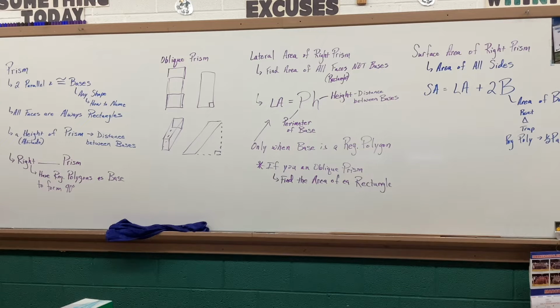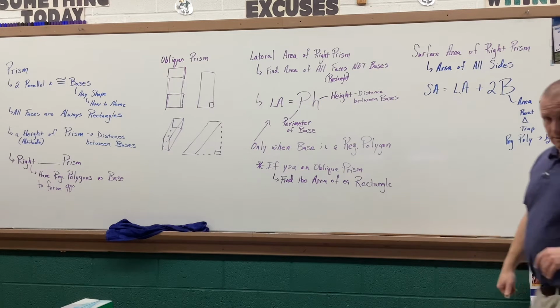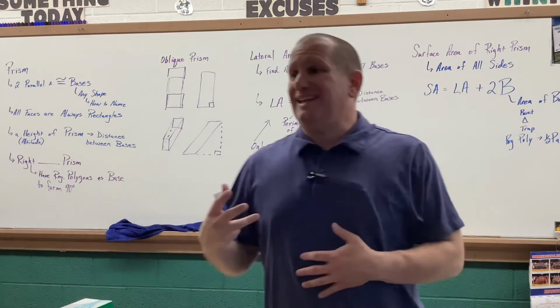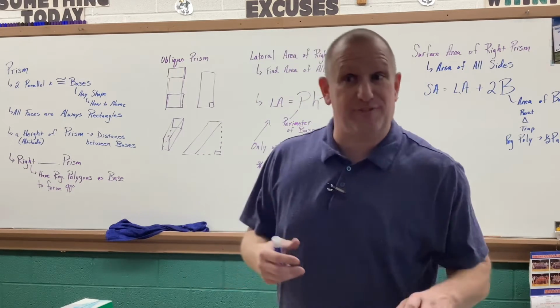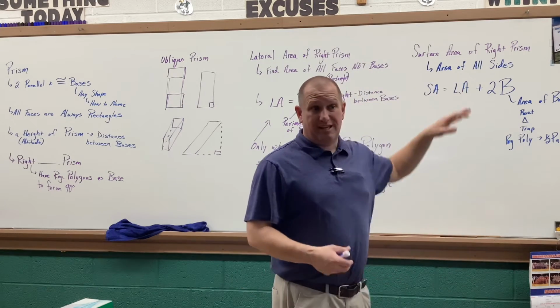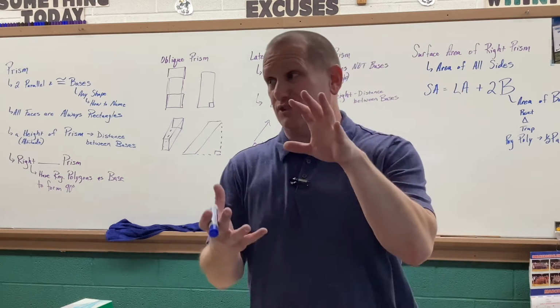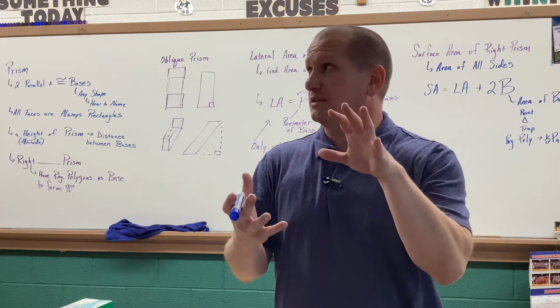Any questions here? Now, if it's a surface area of any prism, are my bases still the same? They're still the same, right? Even if it's not a right prism. So again, a right prism means it's a regular polygon.